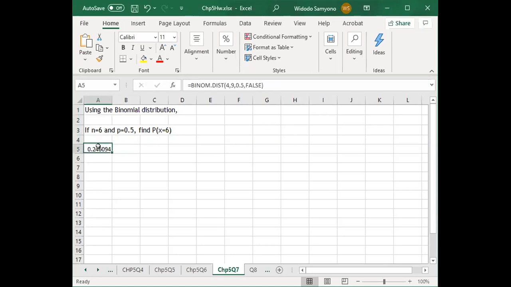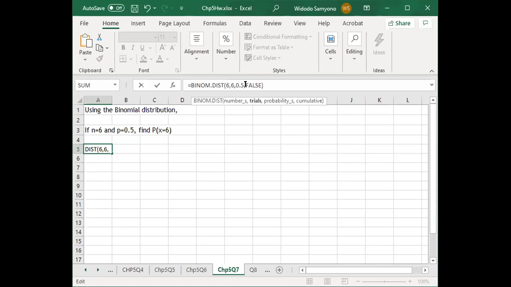Okay. So in the binomial distribution, as you can see here, the first number should be the x. So this should be the x. The x is equal to 6. And then the number of trials, the n, is 6 also. So don't worry about that.